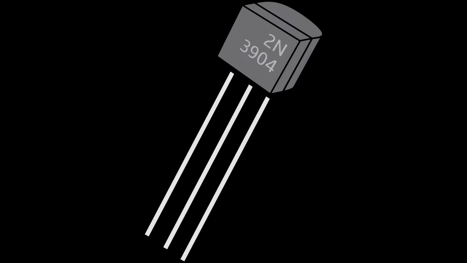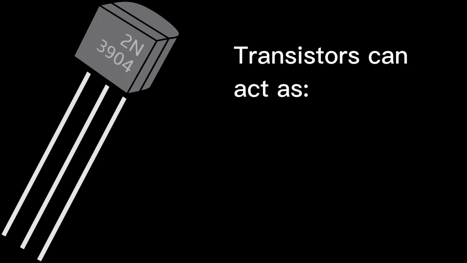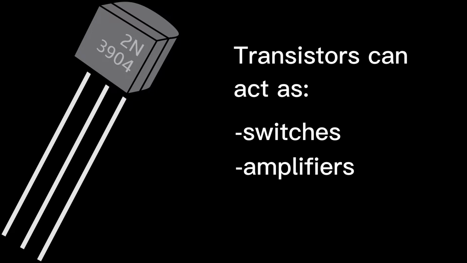Britannica defines the transistor as a semiconductor device for amplifying, controlling, and generating electrical signals. Put simply, a transistor is a component that can be used to do one of two things. It can act as an electrical switch, or it can act as an amplifier, which means it can take a small input current and output a larger current.